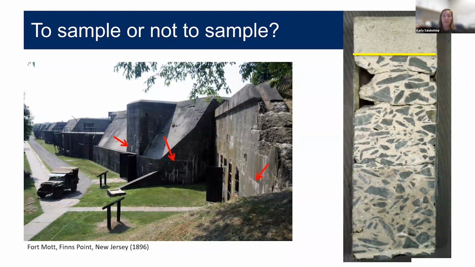This is another example of how sampling and core examination provided more information than could just be seen in the field. And this example was from Fort Mott in New Jersey. It was constructed in 1896. Originally, the studies were simply focused on the efflorescence seen on the walls of the fort, which you can see on the left image here.